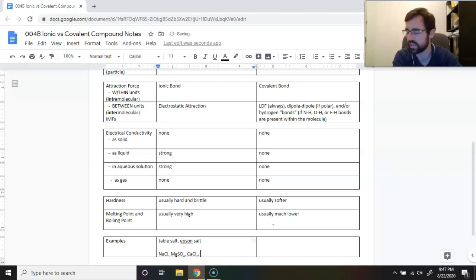Some examples: NaCl, that's table salt; MgSO4, the main component in Epsom salt. Then we have CaCl2, calcium chloride; KBr, a common salt substitute; NH4NO3, that's ammonium nitrate. That's actually a common component in a lot of fertilizers. It's also very explosive, etc. There's tons and tons of ionic compounds. These are just to name a few. If it's a neutral compound that's made up of ions, it's an ionic compound.